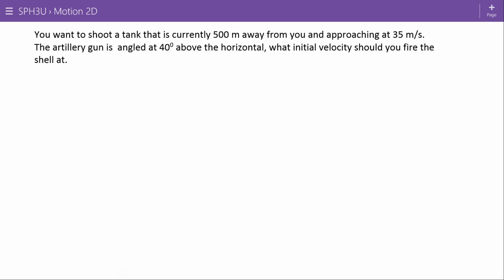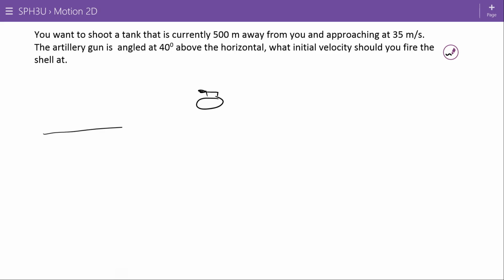Okay, in this problem, I'm going to look at a projectile problem, but this time the target of the projectile, specifically the tank, is going to be moving, so that just complicates it a little bit. You want to shoot a tank that is currently 500 meters away. So here's your little tank. Put a little gun on the front of it so we know it's a tank.